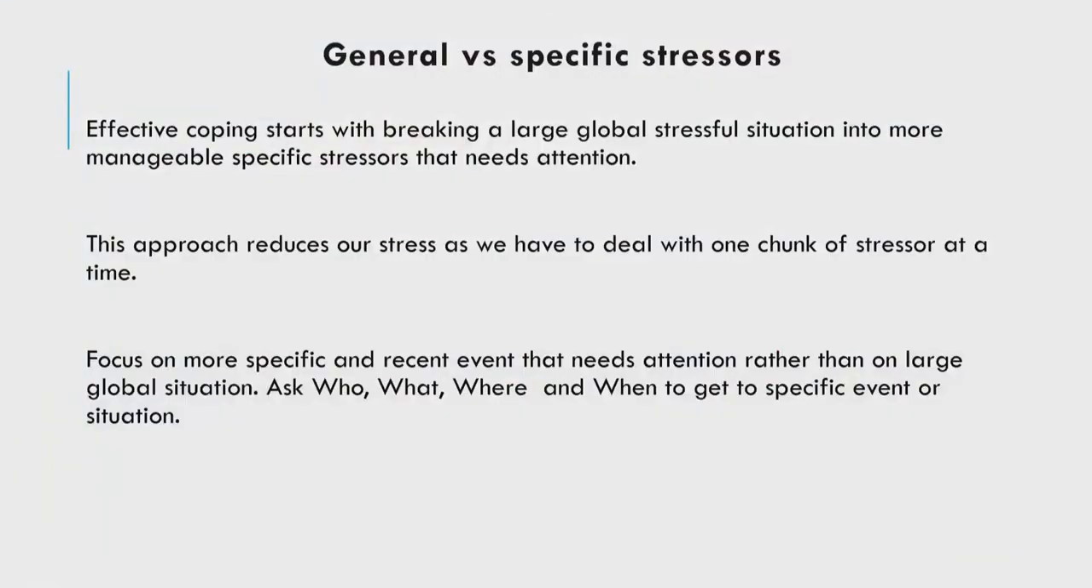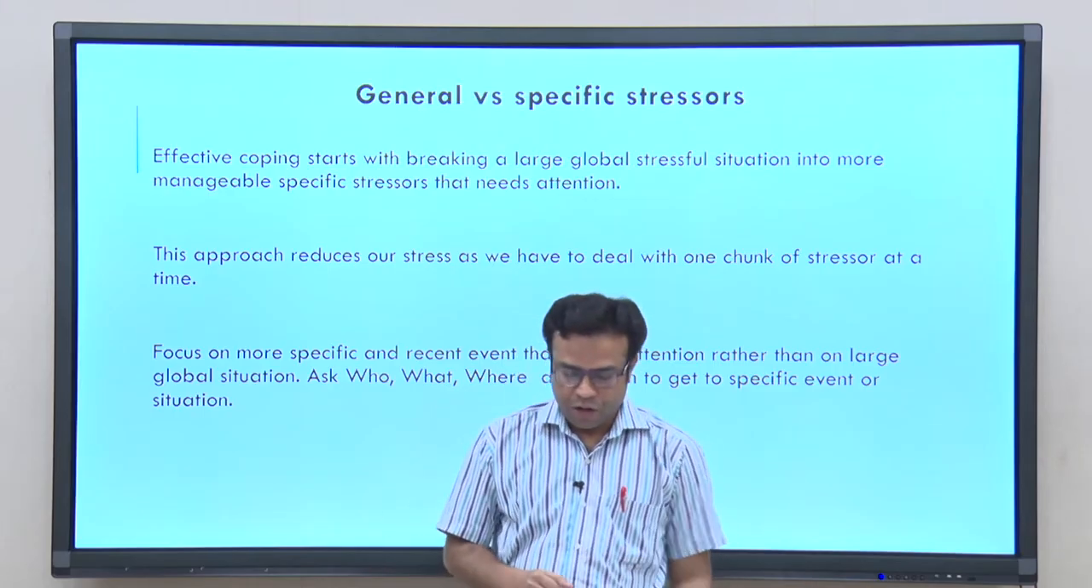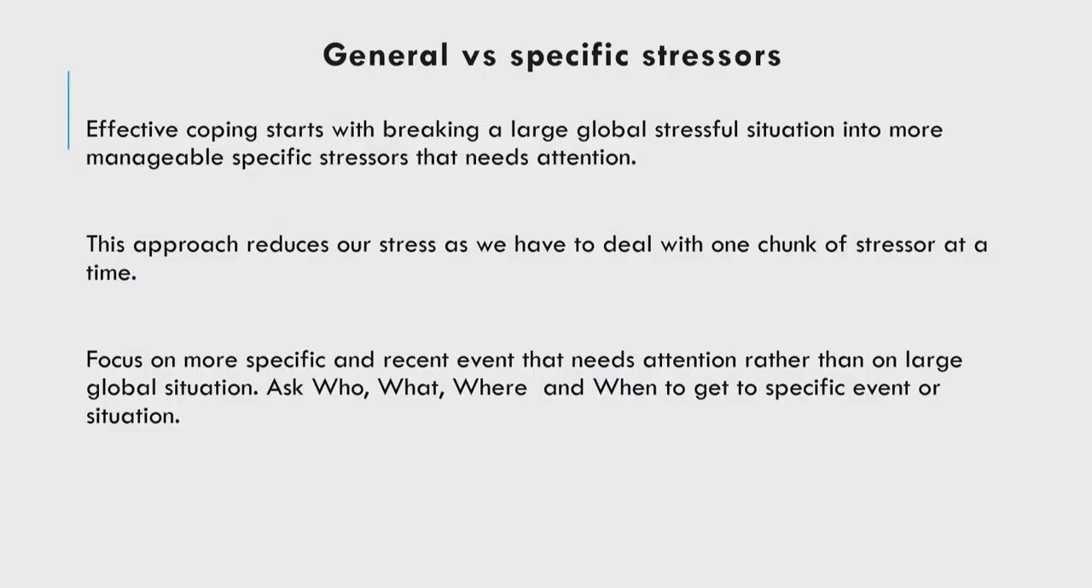So, general versus specific stressors. As we have already discussed, effective coping starts with breaking a large global stressful situation into more manageable specific stressors that need attention in the present moment. So, breaking a large global, bigger problem into smaller chunks. This approach reduces our stress as we have to deal with one chunk of stressors at a time.